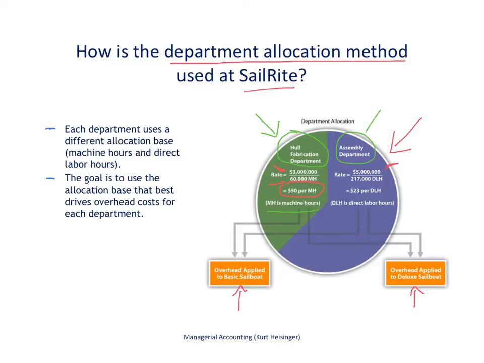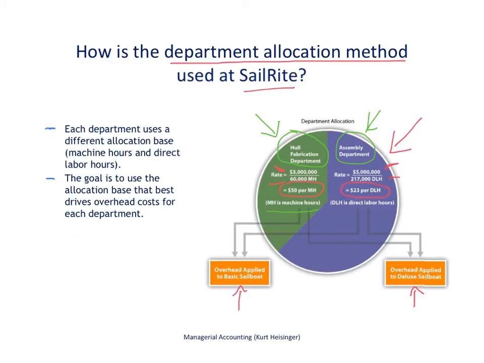Look over here at the assembly department. In this area, as I mentioned before, we use a lot of direct labor hours. So we're going to come up with a rate per direct labor hour, and we determine that rate by taking $5 million, the overhead costs associated with the assembly department, and dividing it by our projected direct labor hours, 217,000 direct labor hours, and that gives us an overhead rate of $23 per direct labor hour. What that tells us is if we're building a basic sailboat in the assembly department, and one worker spends 1 direct labor hour on that boat, then that boat gets charged $23 in overhead costs.